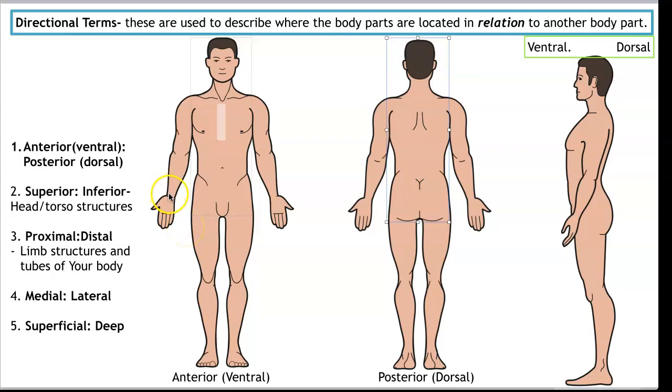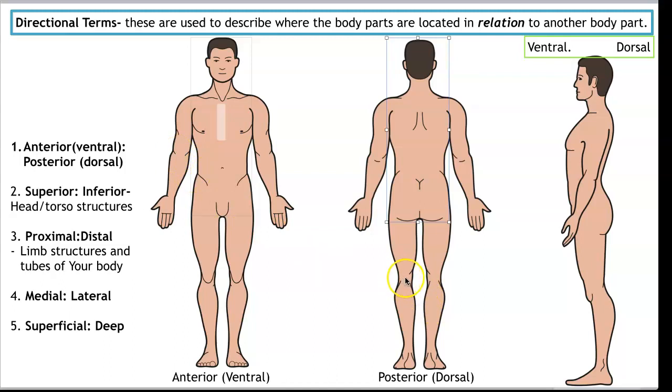What about the wrist relative to the digits, the fingers? The wrist is proximal to the digits. The wrist is closer to the insertion point up here than the digits. The digits are distal to the wrist. What about this elbow region? The antecubital region. The antecubital region is proximal to the wrist. The wrist is distal to the antecubital region.